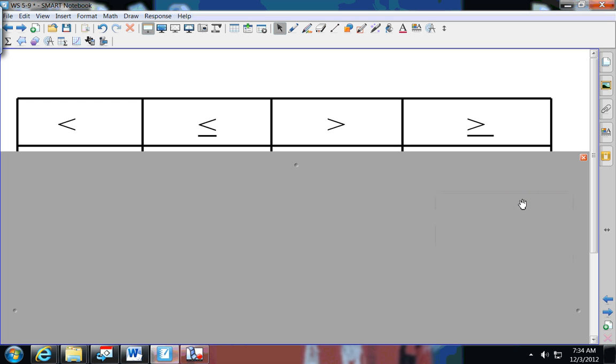Okay, this goes along with worksheet 5-9. We're going to be working with solving inequalities with two variables, meaning that they're going to be in slope-intercept form.